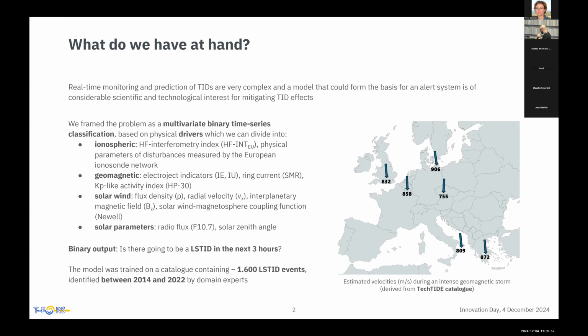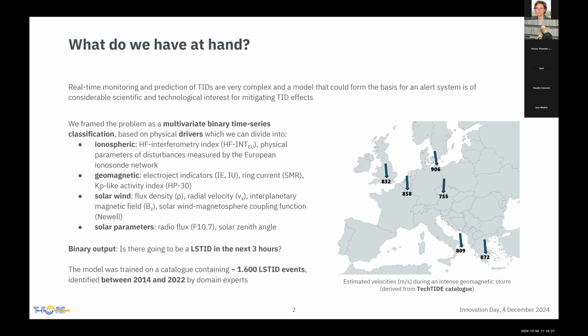But in the case of what we called the catalog-based model, we rely on a catalog that was developed by the colleagues from Ebro Observatory. It is a handmade catalog made by looking at the results of the HF interferometry. For each case event, for each of the maps you can see here, there was a colleague looking at the map saying, okay, this is a large-scale TID, this is not.